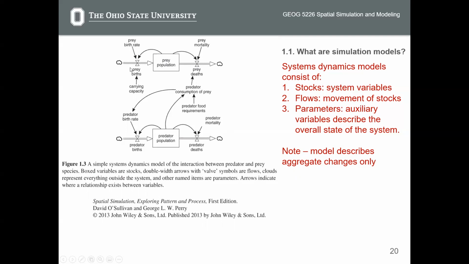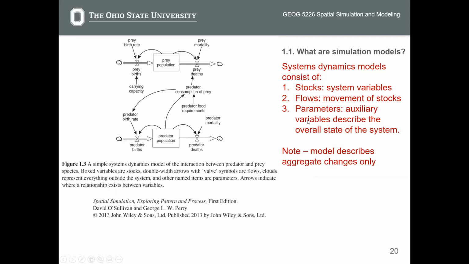So prey birth, this wide arrow on the left, is a flow. Prey death, that's another flow. Predator birth, the third flow. Predator death, that's the fourth flow. We have four flows here, okay? And we also have other solid arrows. They are not flows. They are addressing the relationship between different parameters and stocks, okay? So the flows, they are only for movement of stocks. We have 2 stocks and 4 flows.